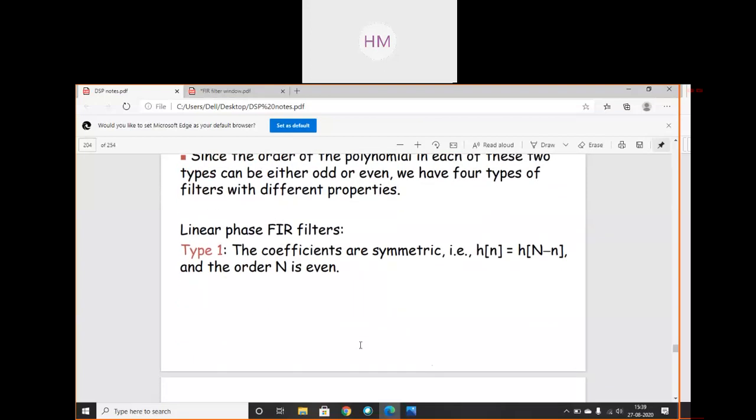Type 1 is where the coefficients are symmetric. You can write in your copy: linear phase FIR filters are of four types. It could be even, it could be odd. So type 1 condition: coefficients are symmetric and the order N is even. The condition is h(n) = h(N-n) for even order.